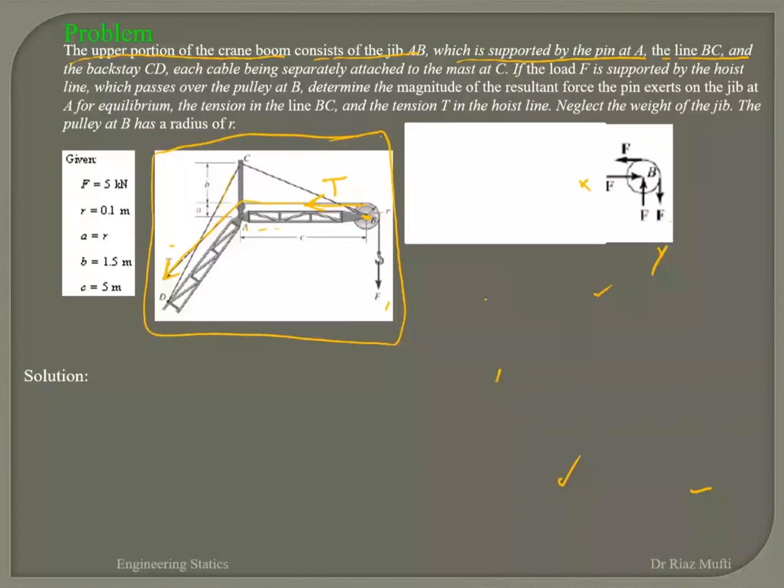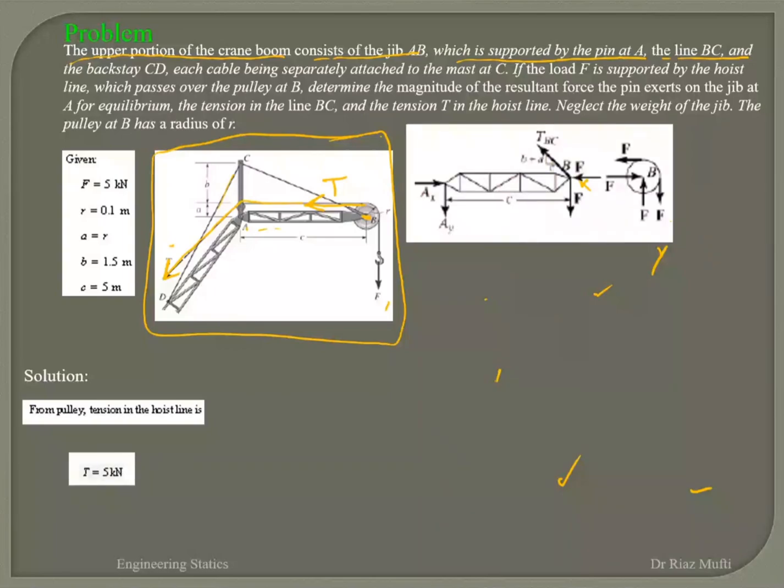Now we're looking at the jib AB. So the same forces on the pin, but in the opposite direction, appear on the jib. Is that clear?